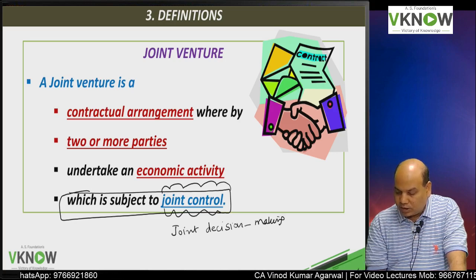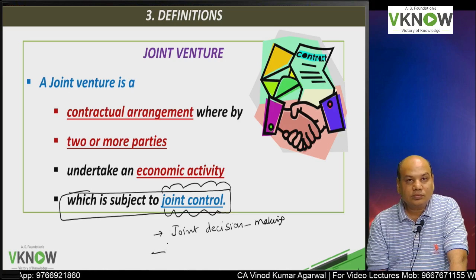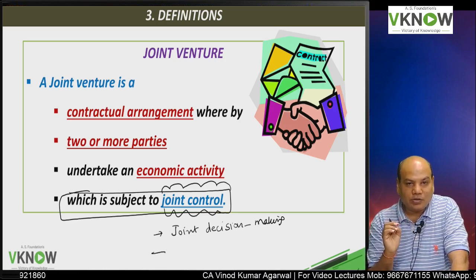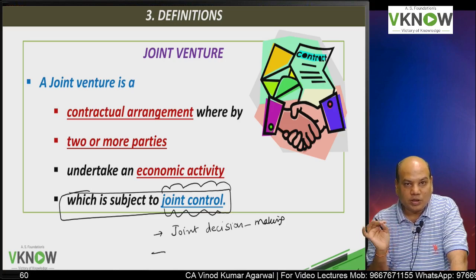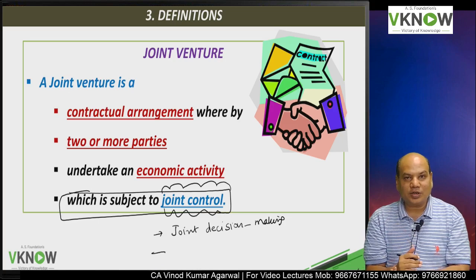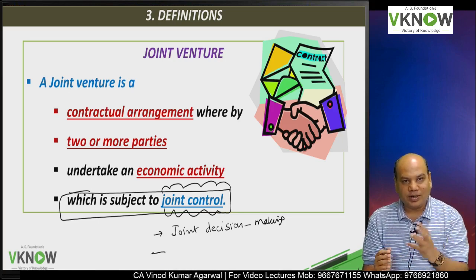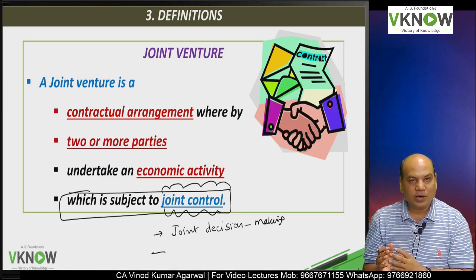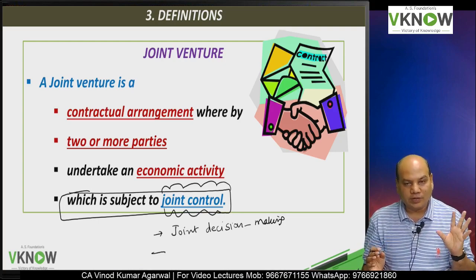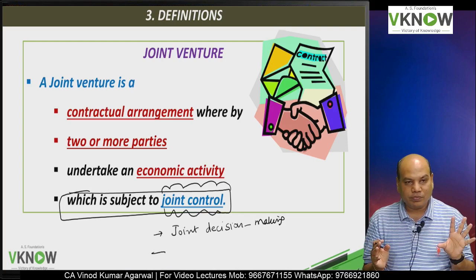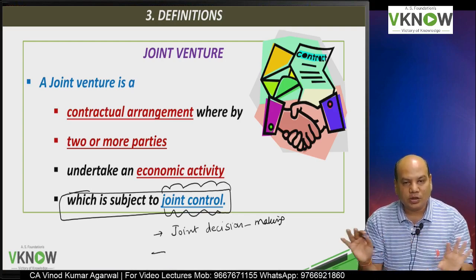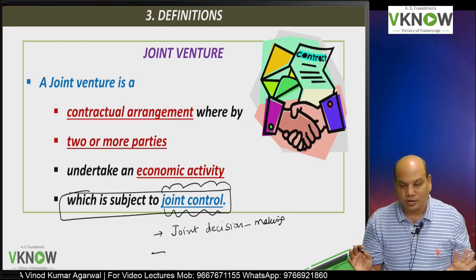One person cannot take a decision. Unilateral decision is not possible. Unilateral means one person cannot take the decision. When there is a parent and subsidiary relationship, the parent can take decisions on behalf of the subsidiary. That is called control. When you have an investor and associate relationship, the investor can only have significant influence but does not have control, and cannot take decisions.